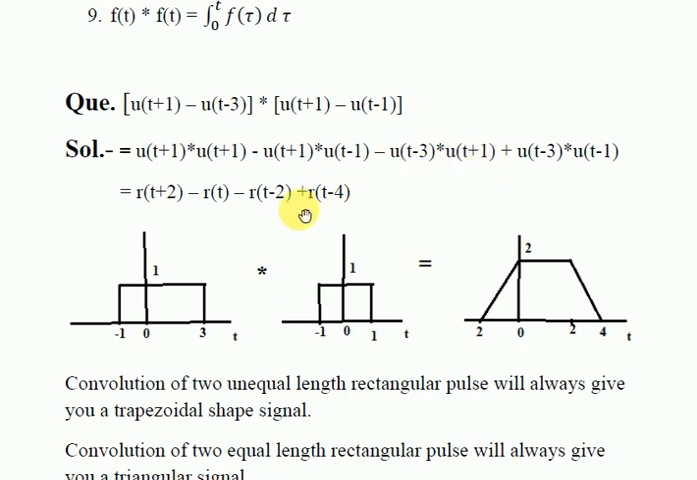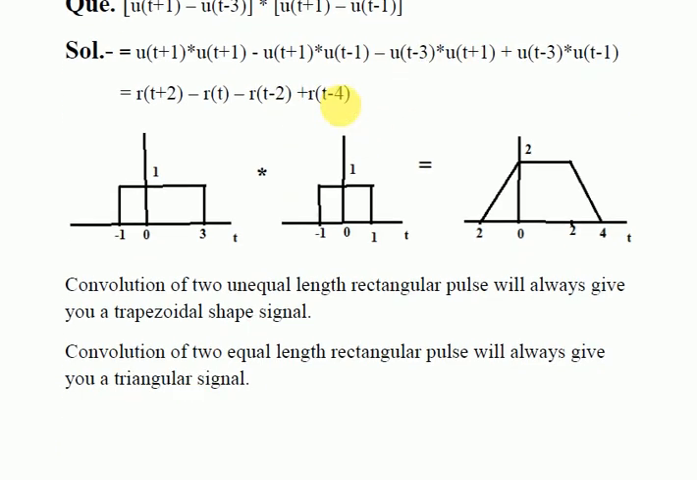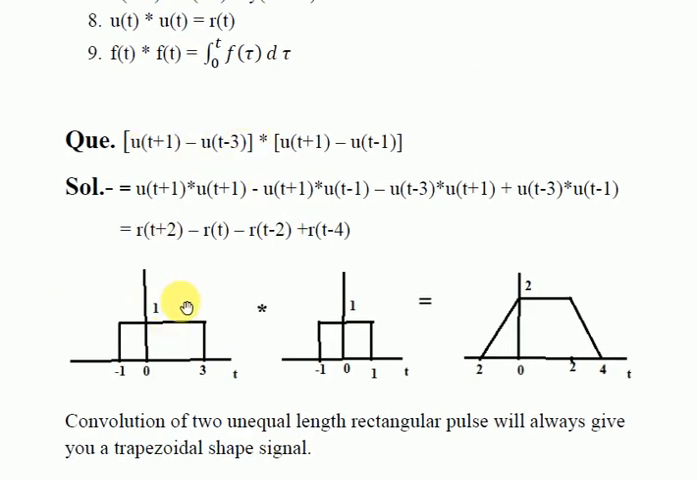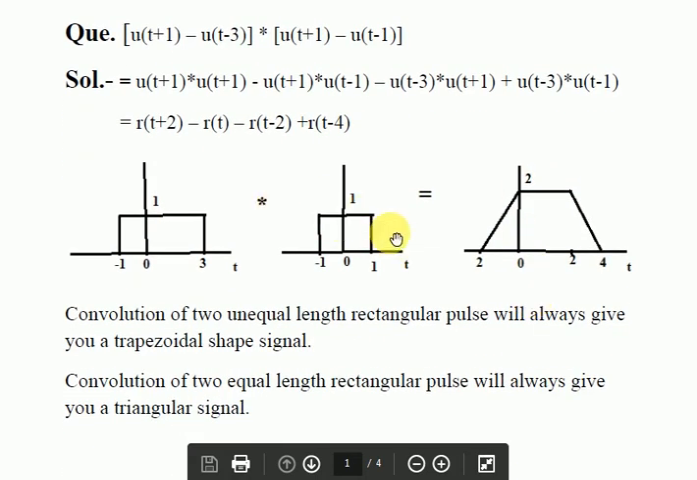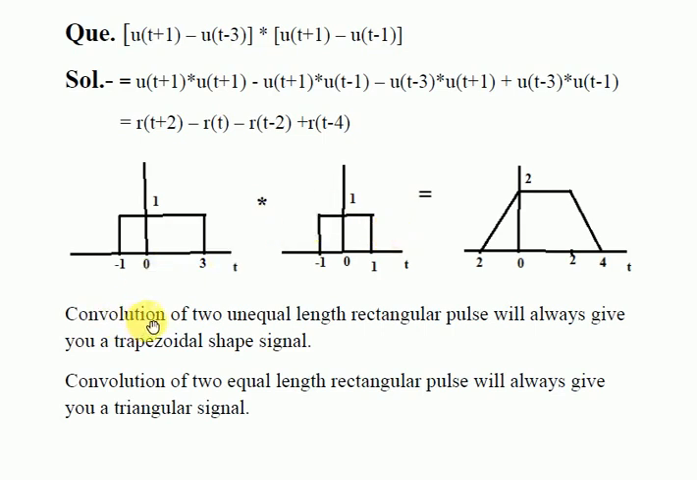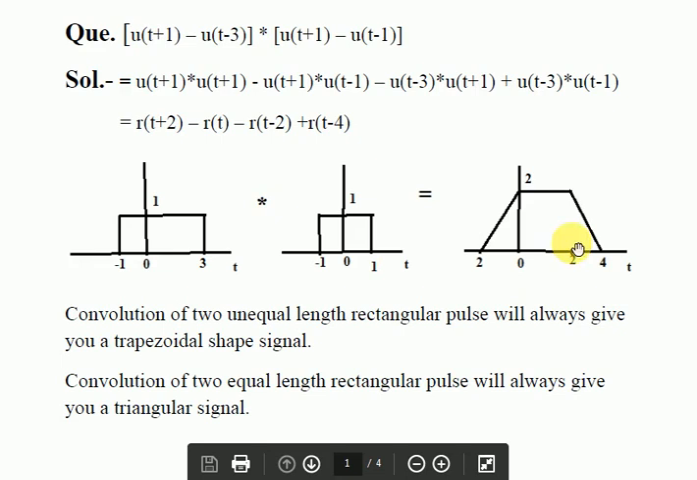Here minus 3 plus 1 gives minus 2, and here minus 3 minus 1 gives minus 4. You can draw it. Actually this signal was a rectangular signal from minus 1 to 3, and this signal was a rectangular signal from minus 1 to 1. The output is a trapezoidal signal. So what we conclude from this result is that this has length 4, where length means the duration of the signal, and this has length 2. So the convolution between two unequal length rectangular signals will always give you a trapezoidal shape signal. Always remember.